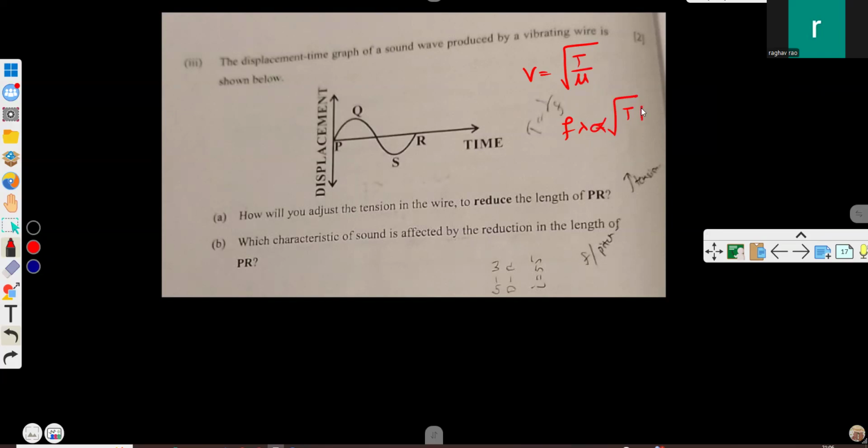So if I increase the tension, then what will happen? Again, the frequency will also be increased. If I increase the frequency, the lambda will decrease. Okay. So if I have to decrease the length of PR, I have to increase the tension in the wire. When I increase the tension in the wire, the frequency will also increase. If frequency increases, it will become more shrill.